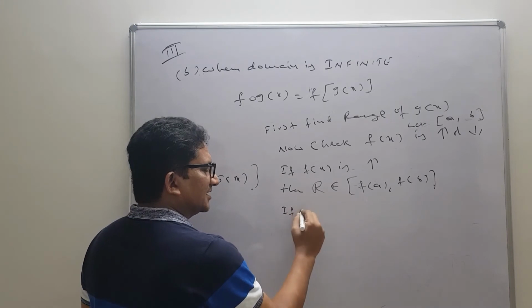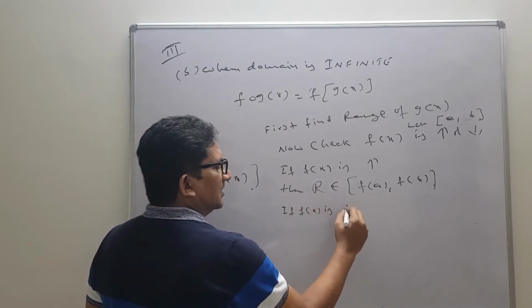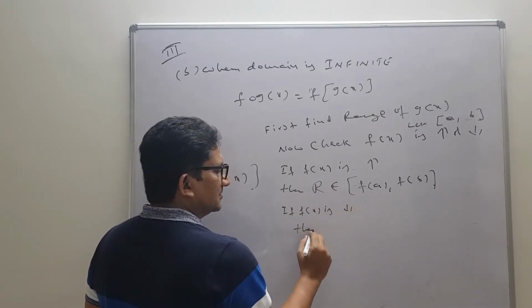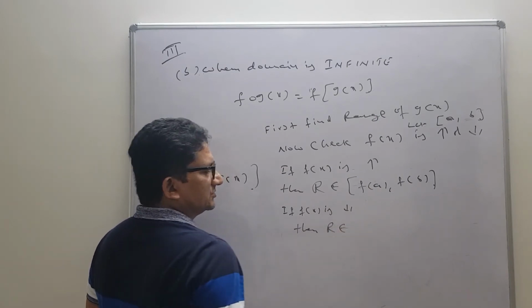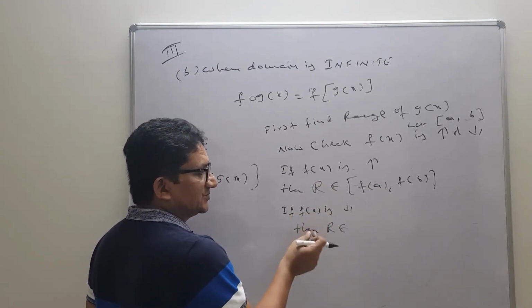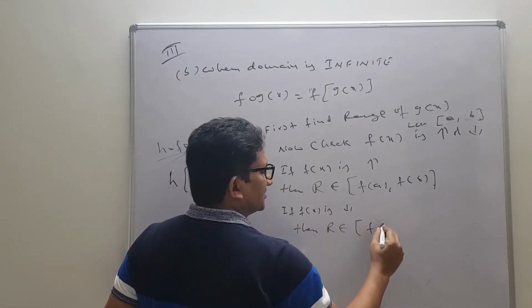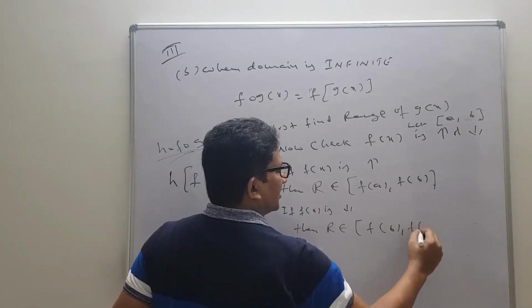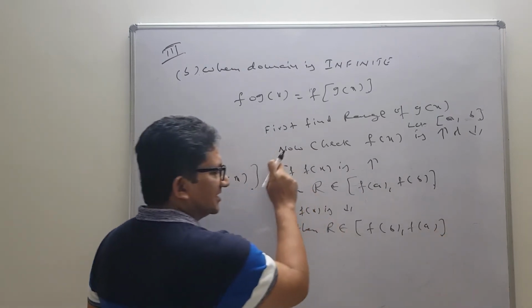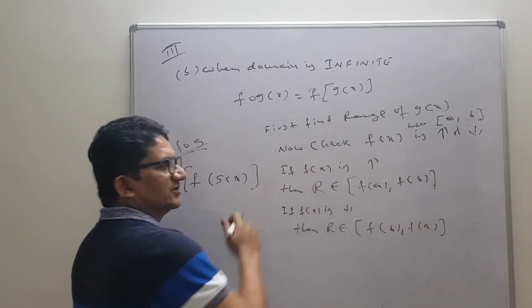If f of x is decreasing, then the range, where r means range, I am writing directly for time shortage, r belongs to, just reverse it: [f of b, f of a]. So here the technique is what we studied till now, that only.